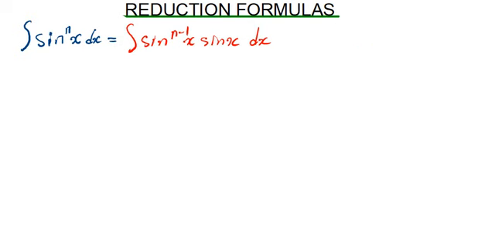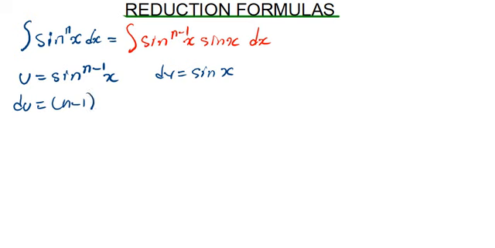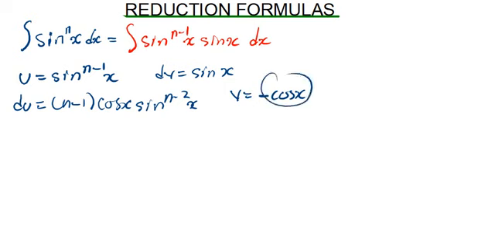So here at this point, of course, we can do the integration by parts, and we can choose any u. I'm going to choose my u to be equal to sine to the power n minus 1 of x. Then my dv will be equal to sine x dx. So my du will be equal to n minus 1, then the derivative of sine is simply cos x, then you have sine n minus 2 of x. Then your v will simply be equal to minus cos x.